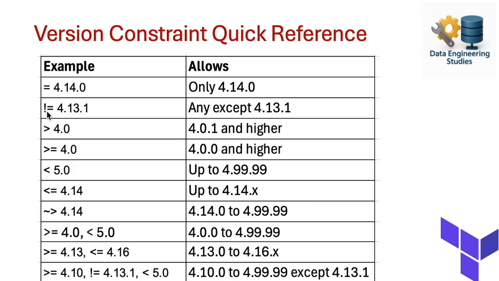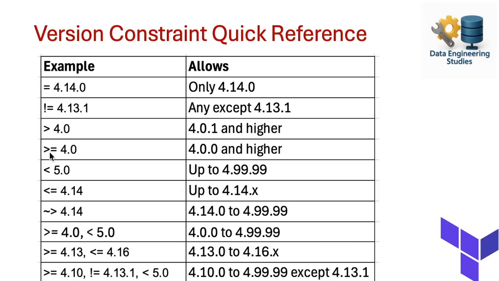Next is exclusion, that is the not equal to operator. If you specify not equal to 4.13.1, it allows any version except 4.13.1. You might use this if a specific version has a critical bug you need to avoid. The next is the greater than sign. That means any version after 4.0.1 or higher. Note that 4.0 itself is not included.